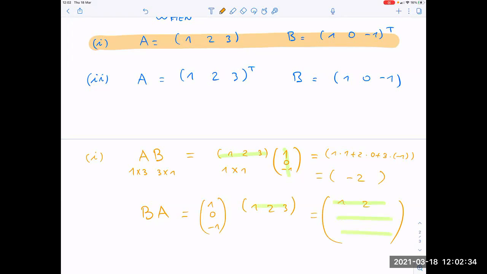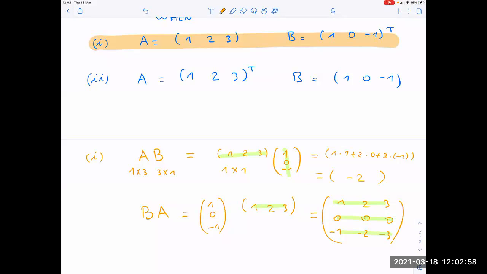So I get 1, 2, 3, 0, 0, 0, minus 1, minus 2, minus 3. Now it is correct, right? Because I was looking at the wrong row. Thank you for letting me note this. Okay, now it should be clear, right? Thank you.